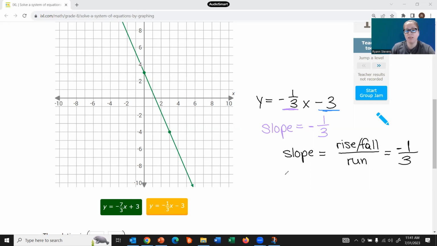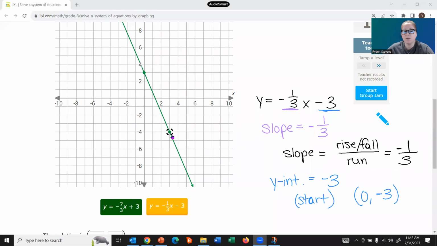And then our b, or our y-intercept, is going to be a -3. We have to make sure we keep that sign, because that tells us our y-intercept is going to be at 0 and then -3. Unlike the last equation, which was at (0, +3), in this case, it is going to be a -3. So this is where we're going to start this graph.